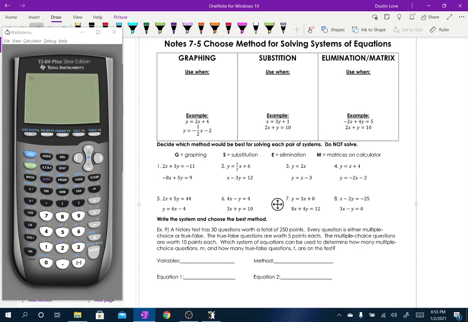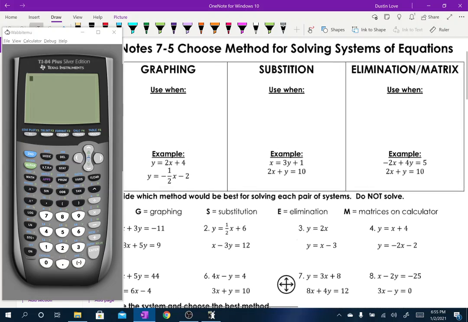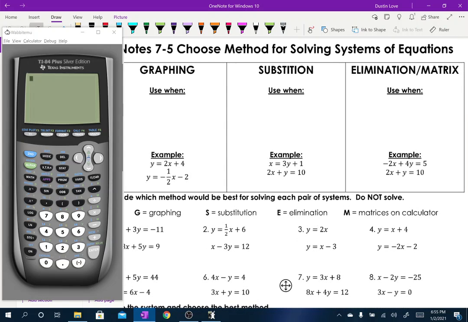So you've really got a few options here. The three basic ones are graphing, substitution, and then elimination / matrices. Now, the reason these are together is because the two are kind of interchangeable. Y'all heard me last time talk about how much I love matrices. If I have to choose between elimination and matrices, I'm choosing the matrix every single time. But they have the same basic setup. That's why they're in the same box there.